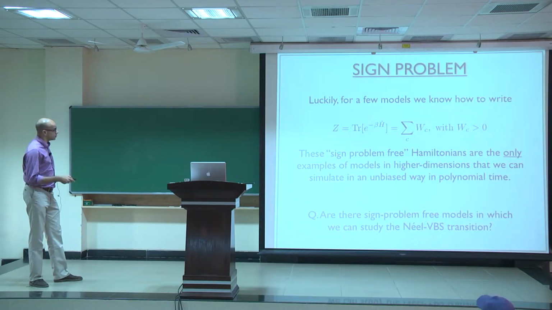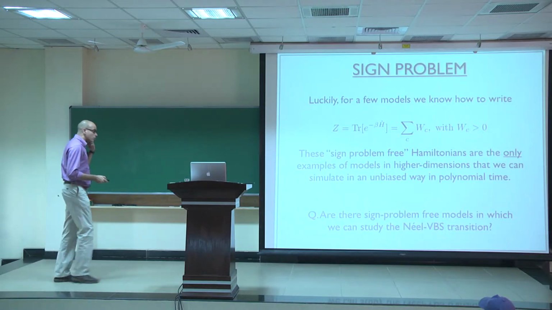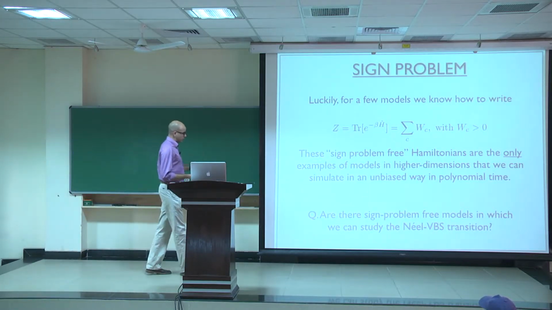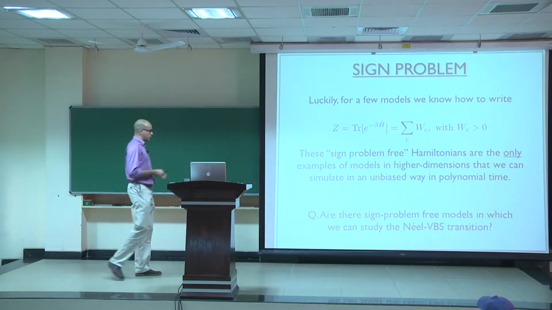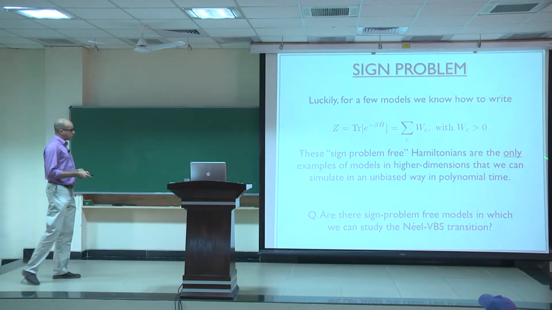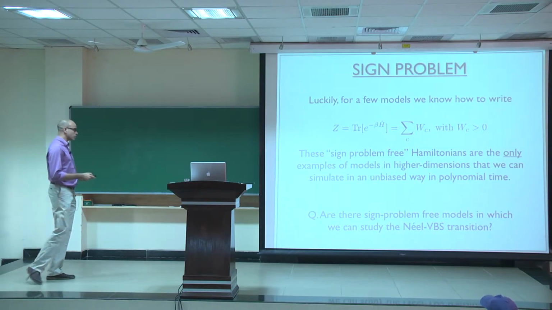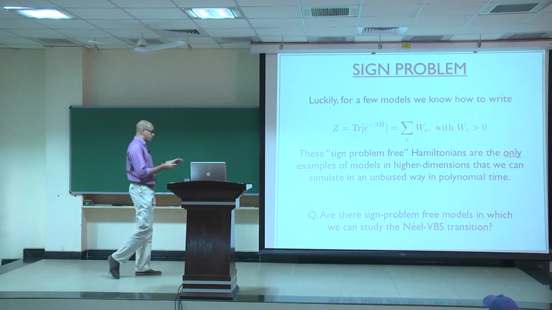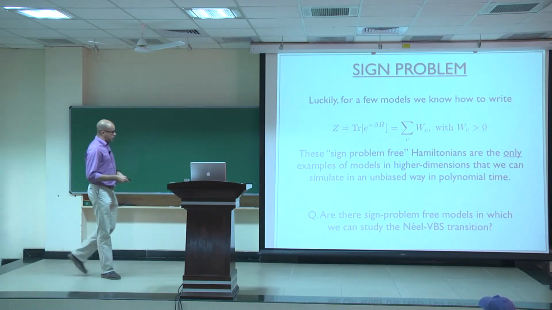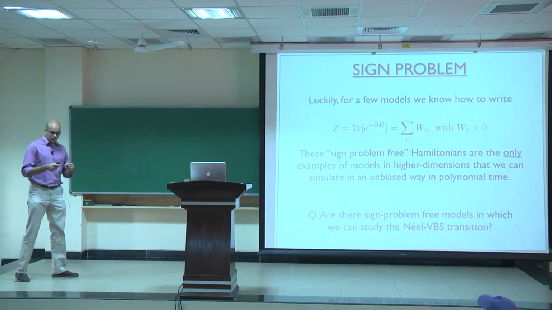Now, luckily, there are some models which are sign problem free. And these are the only examples of models in higher dimensions. So I want to restrict from one dimension, where DMRG works very well, to higher dimensions, where we can simulate these models in polynomial time. Okay, so now the question is, there is this handful of models that don't have sign problems. Can we find some in which we can study deconfined criticality?